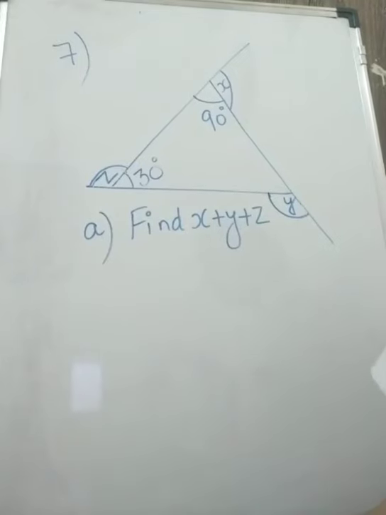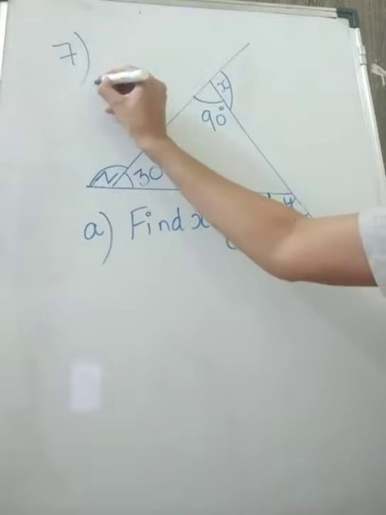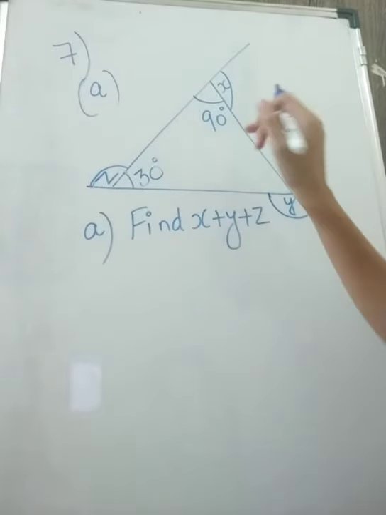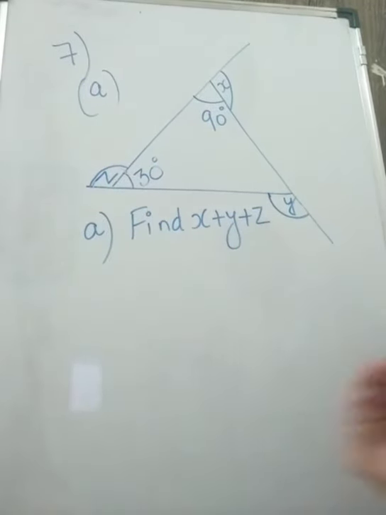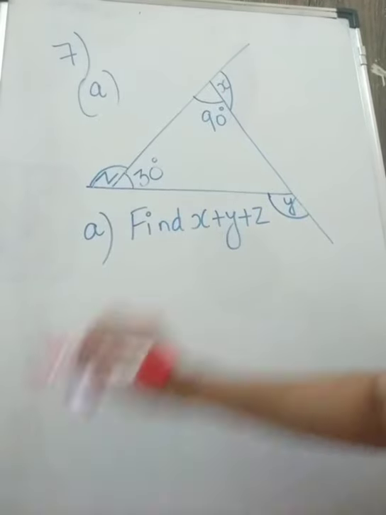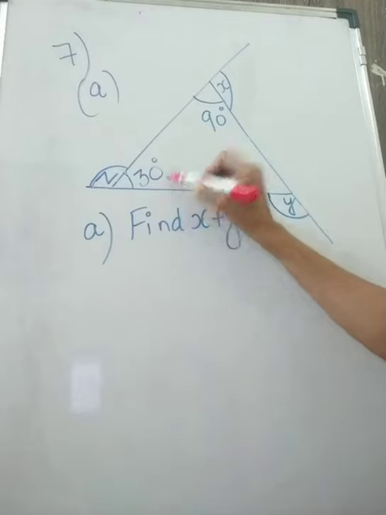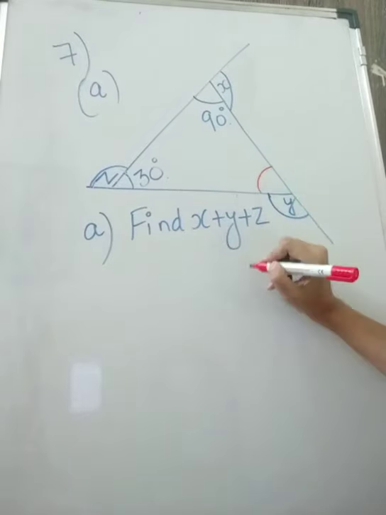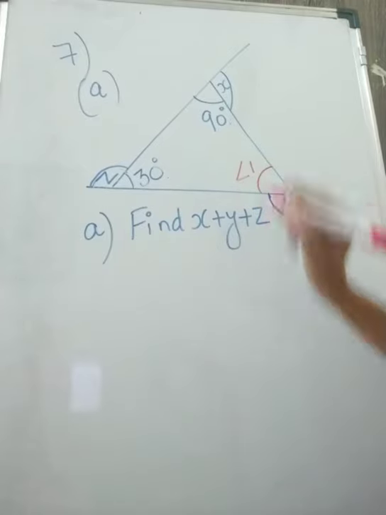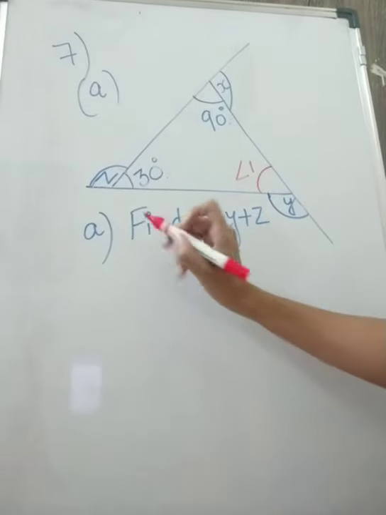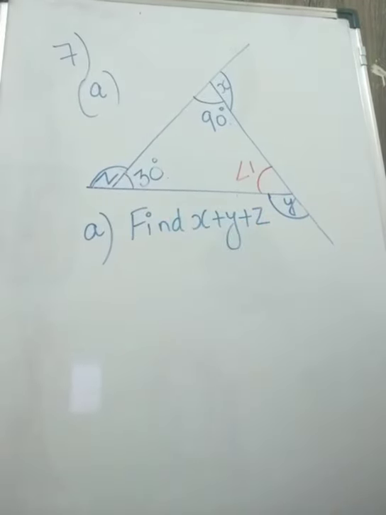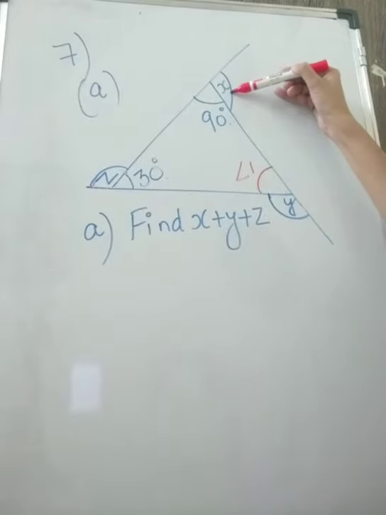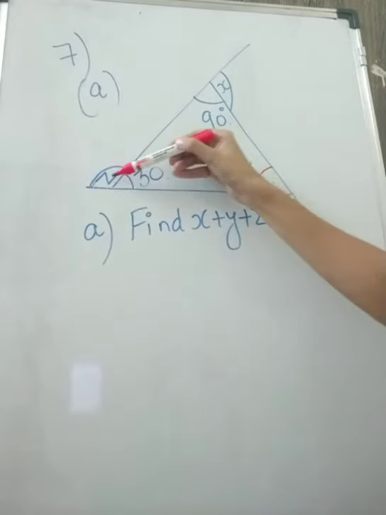Okay student, now we will discuss question number 7, first part. So you can see this is a triangle having interior angle as well as exterior angle. Now 30 degrees interior angle, 90 degrees interior angle. One angle is missing, so we will name this as angle 1. Now you can see we are having three exterior angle also, that is x, angle y and angle z.